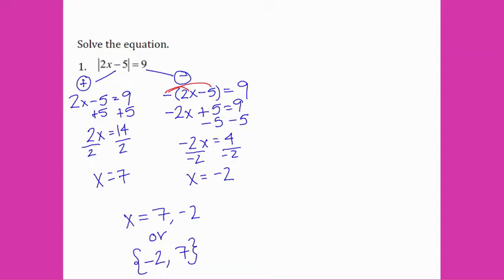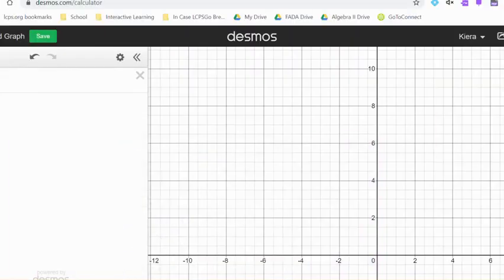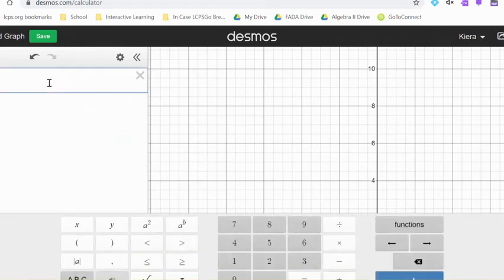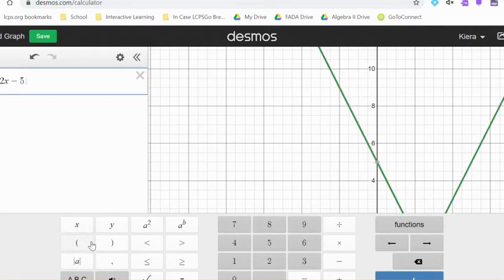Now let's use Desmos to confirm our answers. In the first line on Desmos, I'm going to put y equals, and then I'm going to put the left-hand side of my equation, 2x minus 5. In my next line, I'm going to put y equals, and then my right-hand side of my equation, which was 9.